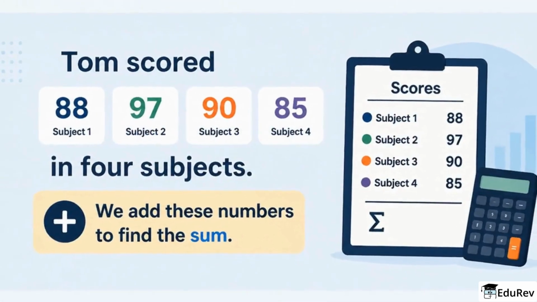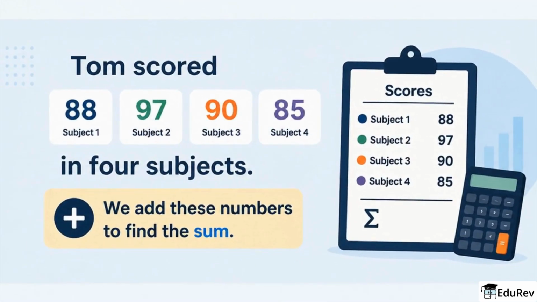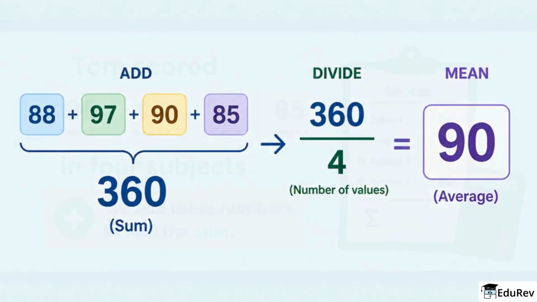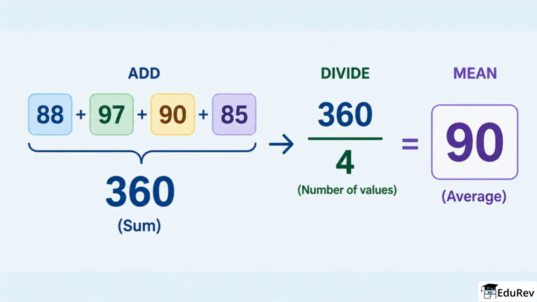Example: Tom scored 88, 97, 90, and 85 in 4 subjects. We add these numbers to find the sum. The sum is 360. Divided by 4 gives mean equal to 90.